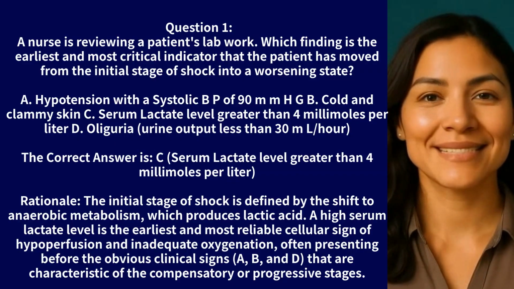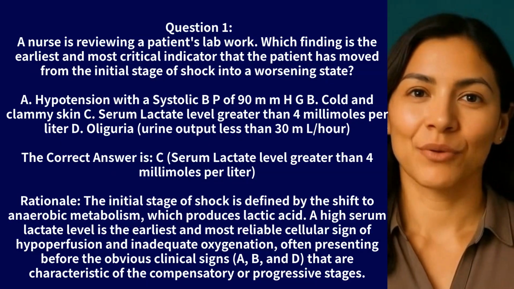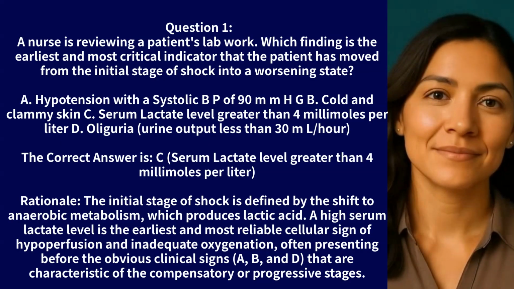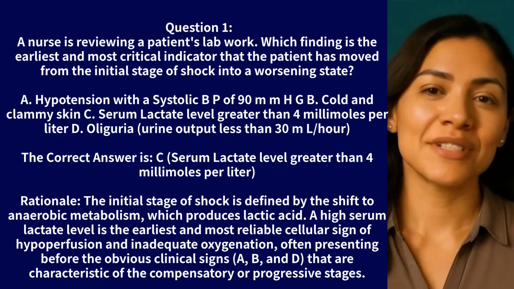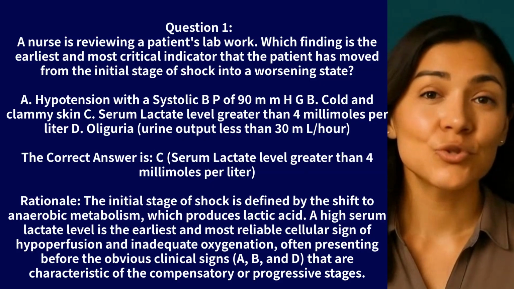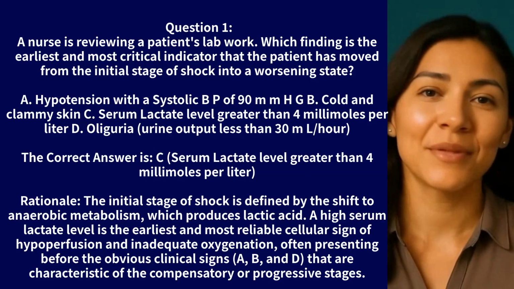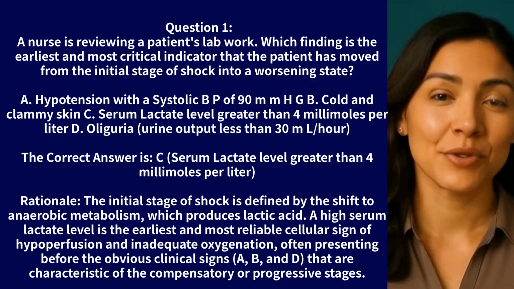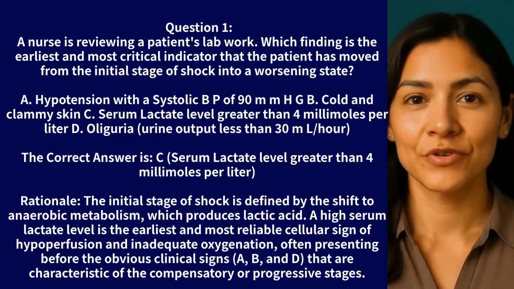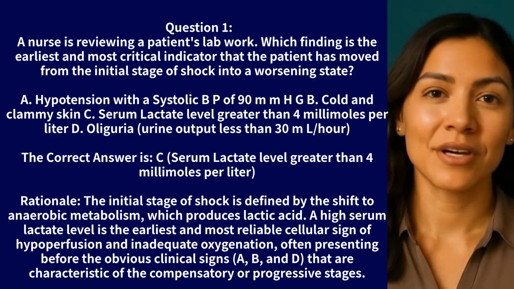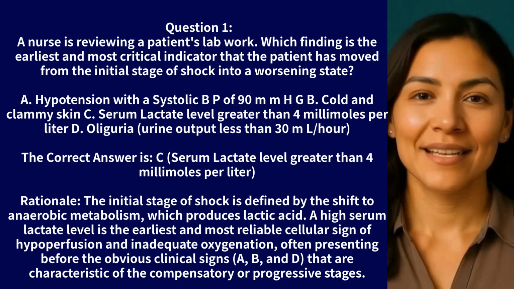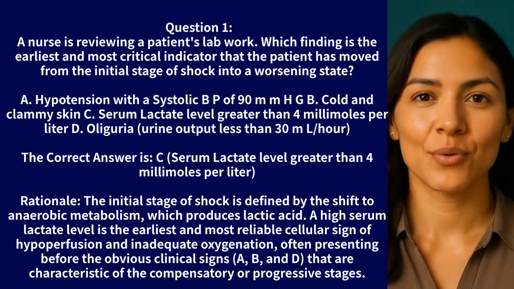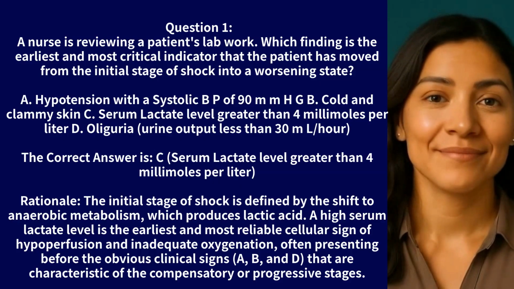The correct answer is C. Serum lactate level greater than 4 millimoles per liter. Rationale. The initial stage of shock is defined by the shift to anaerobic metabolism, which produces lactic acid. A high serum lactate level is the earliest and most reliable cellular sign of hypoperfusion and inadequate oxygenation, often presenting before the obvious clinical signs, A, B, and D, that are characteristic of the compensatory or progressive stages.